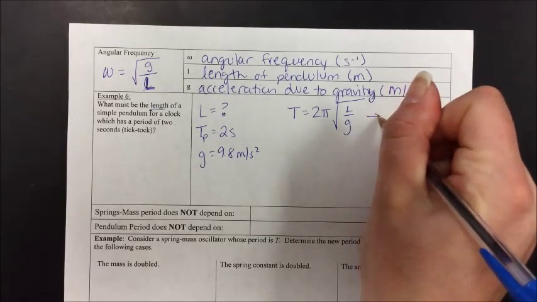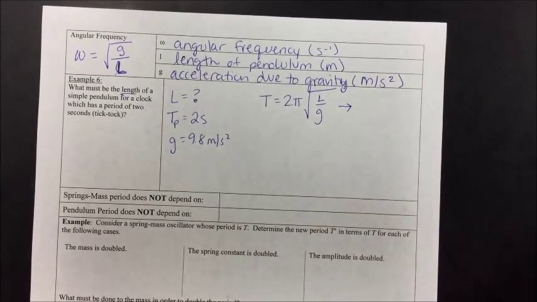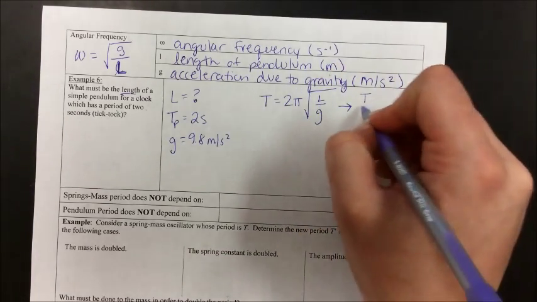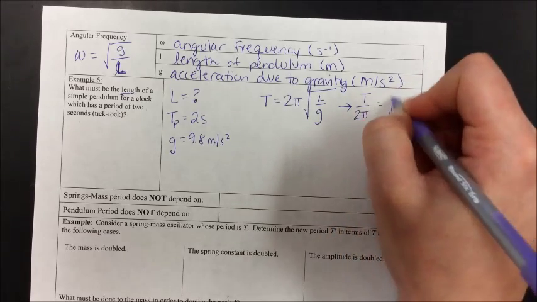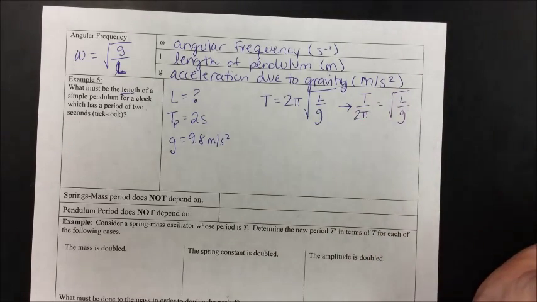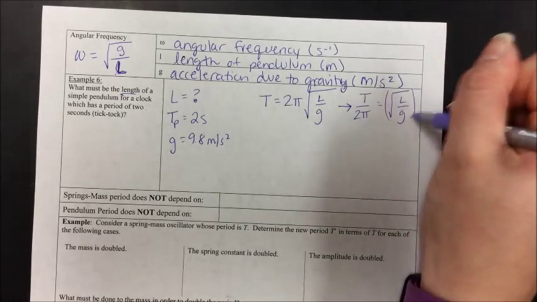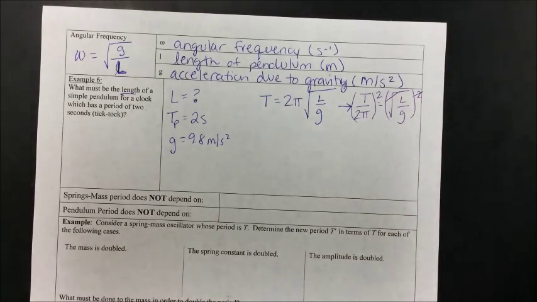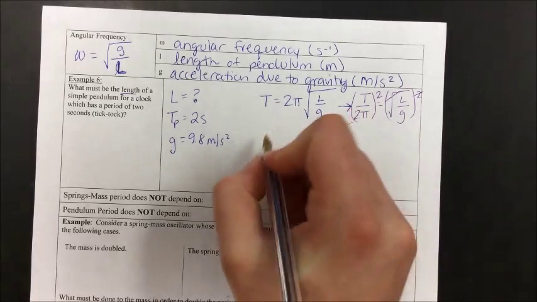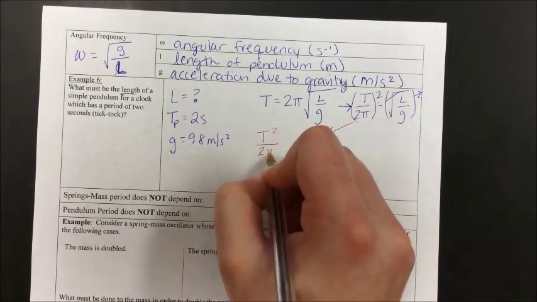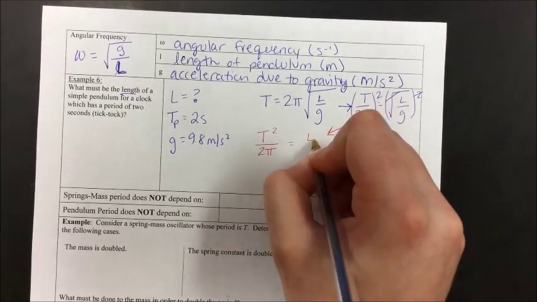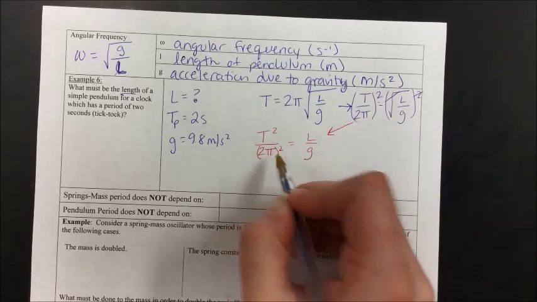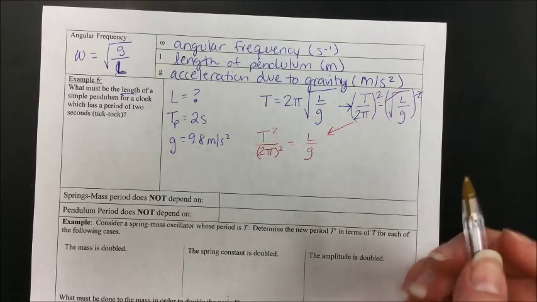So to rearrange this formula, this is a weird one to rearrange. First thing we're going to do is divide both sides by 2 pi. So we end up with T divided by 2 pi equals the square root of L over G. And then we want to square both sides as well, so we can get rid of that square root. So when we do that, we get T squared over 2 pi squared equals L divided by G. And you can distribute that square out or leave it however you prefer to work it.